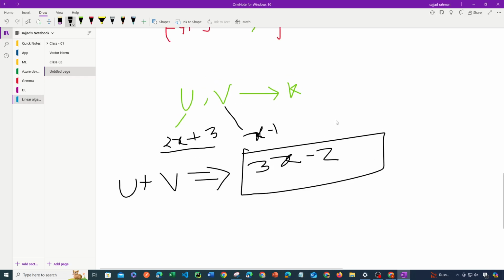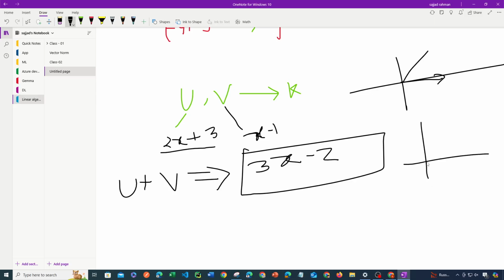For example, if you draw this in the plane like this, and this one is like so, what will be the result vector? If we consider this one is i and this one is j, then the result vector is like i plus j.